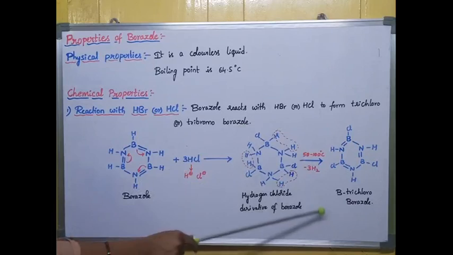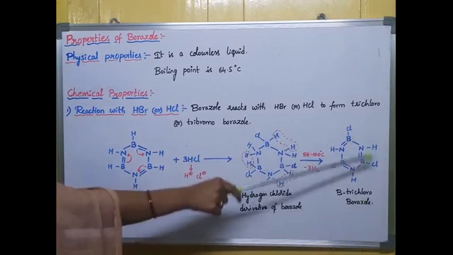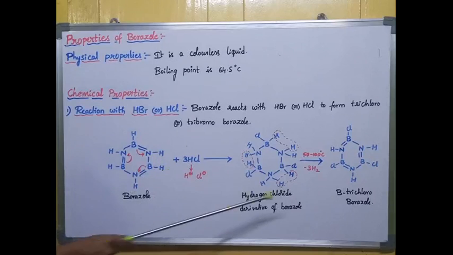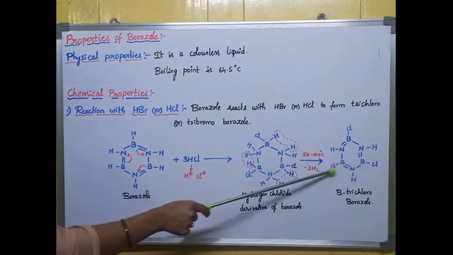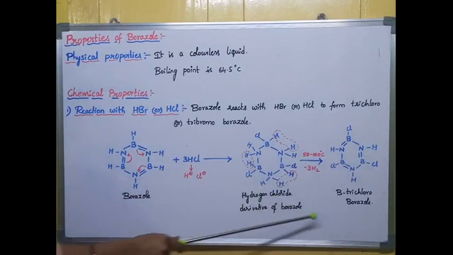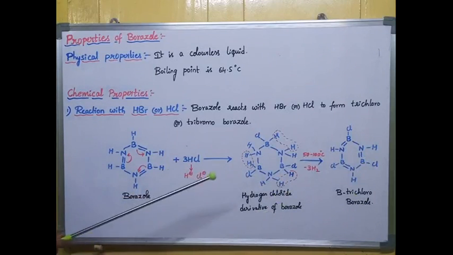So finally we get the product called trichloroborazole, and here the chlorine atoms are attached to boron, so we can call it boron trichloroborazole. This is the important reaction of borazole with HBr or HCl. Let us see some more chemical properties.